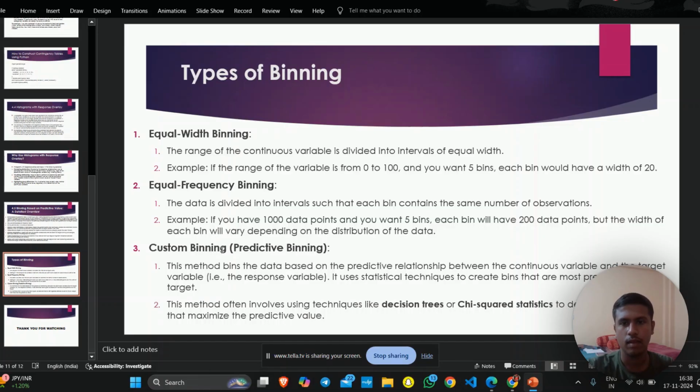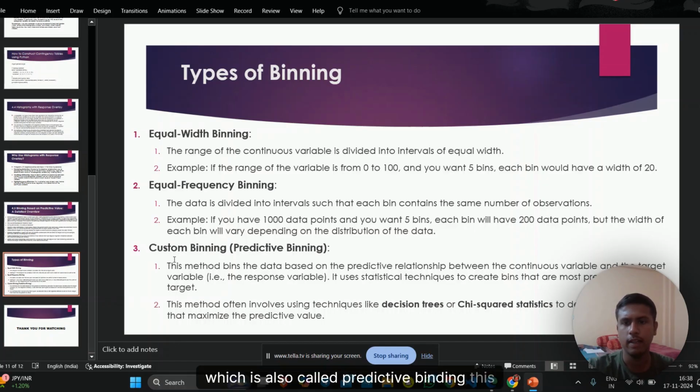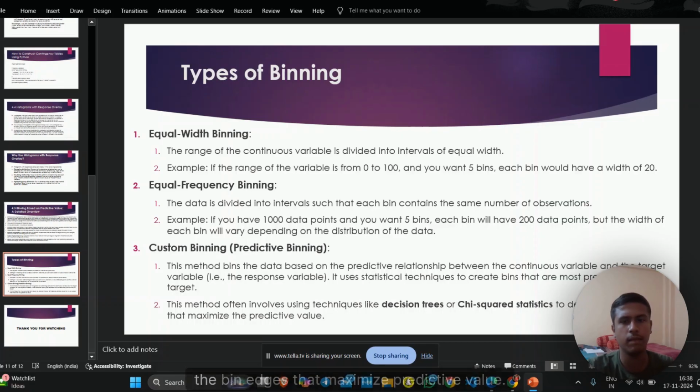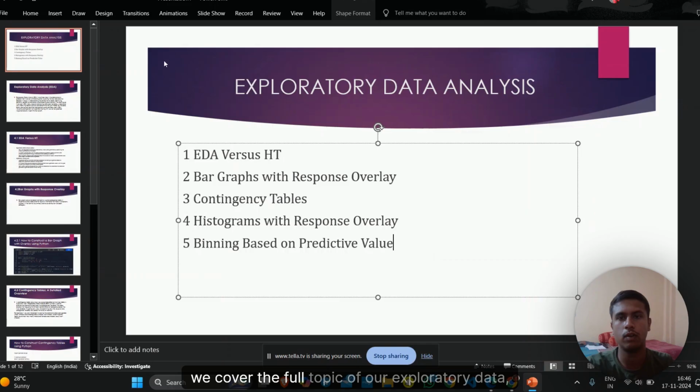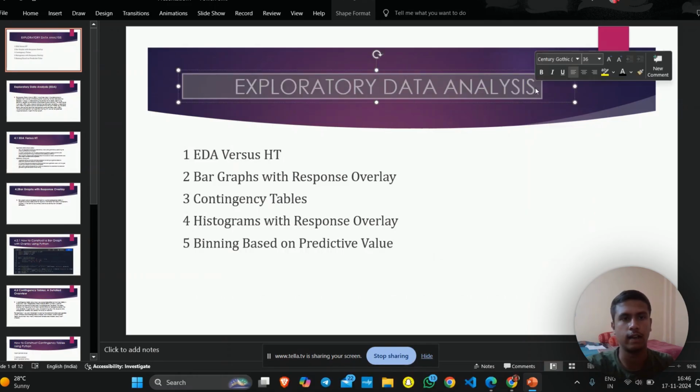Custom binning, which is also called predictive binning. This method bins the data based on the predictive relationship between the continuous variable and the target variable. It uses a statistical technique to create bins that are most predictive of the target. This method often involves using techniques like decision trees or chi-squared statistics to define the bin edges that maximize predictive value. So, with the help of the following points, we cover the full topic of our exploratory data analysis.